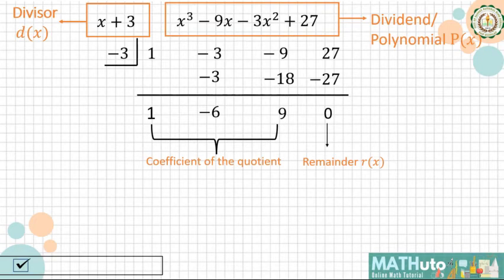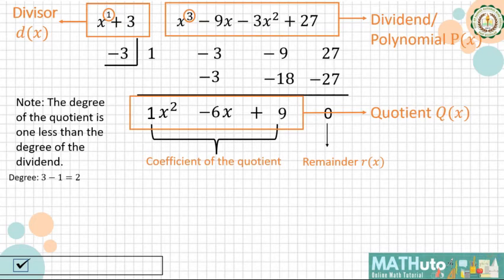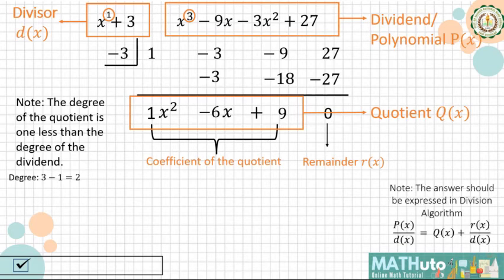Now, we have to get the quotient, or q of x. But note, the degree of the quotient is 1 less than the degree of the dividend. So meaning, the degree of our dividend is 3, subtract 1, that will become 2. It means the first term will be x squared. So that is 1x squared. And then the coefficient of 6 will be x, and the coefficient of 9 is just 9, which is a constant. Therefore, our quotient will be 1x squared minus 6x plus 9, or just x squared minus 6x plus 9.